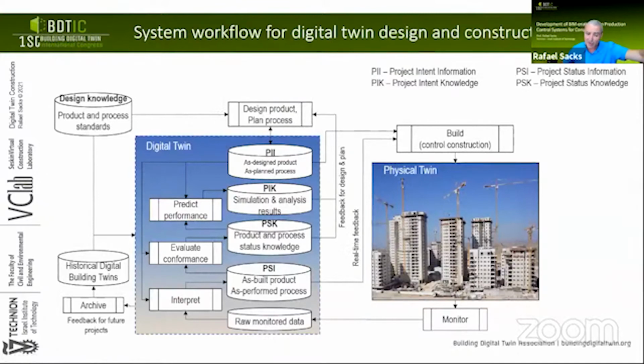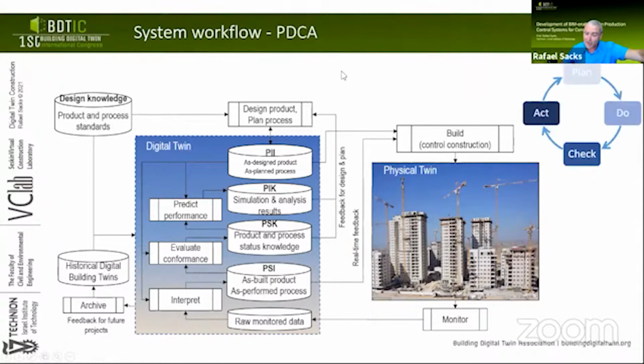Now, what I'm showing you here is the basic architecture of the BIM to twin system, and it emphasizes everything I've said so far. So we have here on the right hand the physical twin. We build it through controlling the construction. We monitor it down here, and then we get the raw monitored data. We interpret it. We create the project status model, and then we compare the project status information with the project's intent, information, and knowledge. And having done that, we then predict performance, evaluate feedback for new design, create new design, replan the process, and feed that back to the building. So you can see here that this is, in fact, an embodiment of our plan, do, check, act cycle.